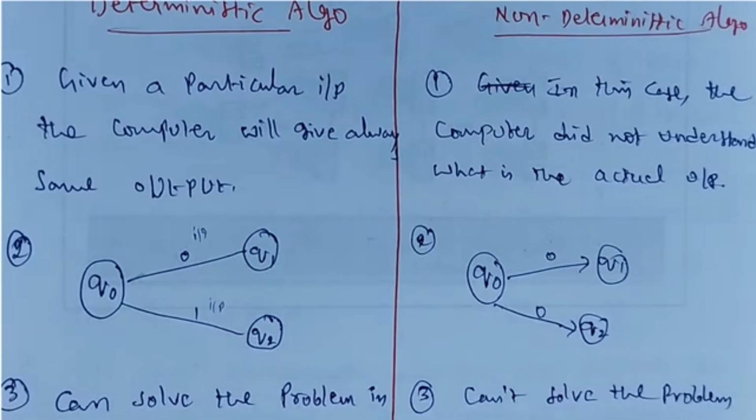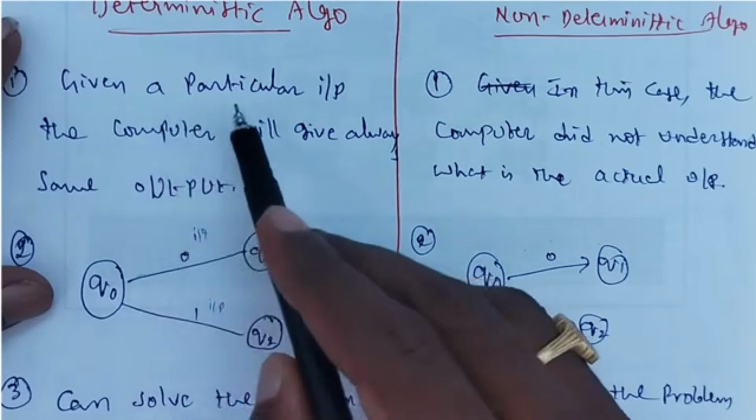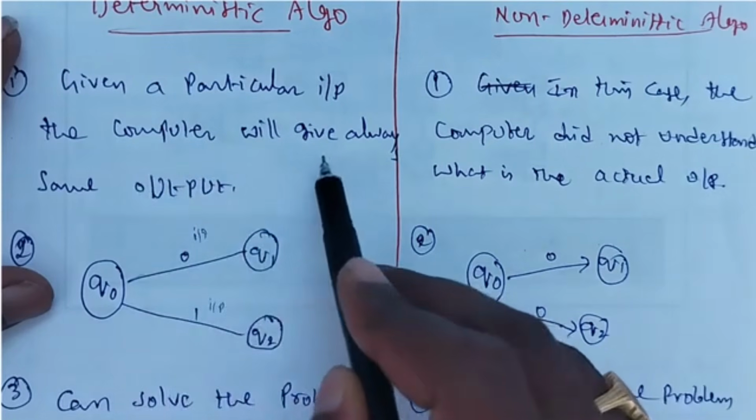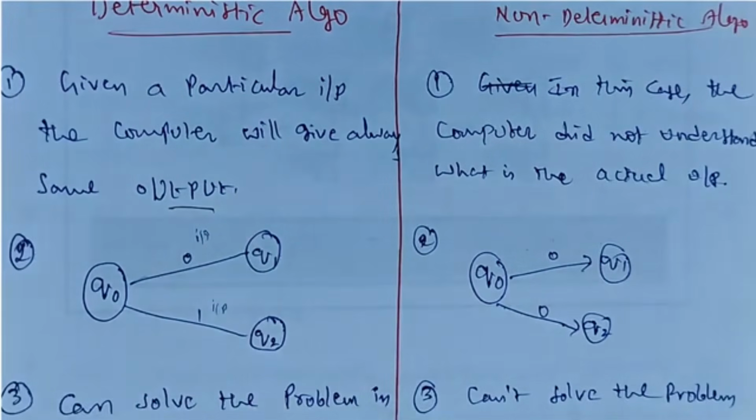What do we mean by a deterministic algorithm? A deterministic algorithm is one where, for a given particular input, the computer will always give the same output. If you give any particular input, it always gives the same output. That is the deterministic algorithm.